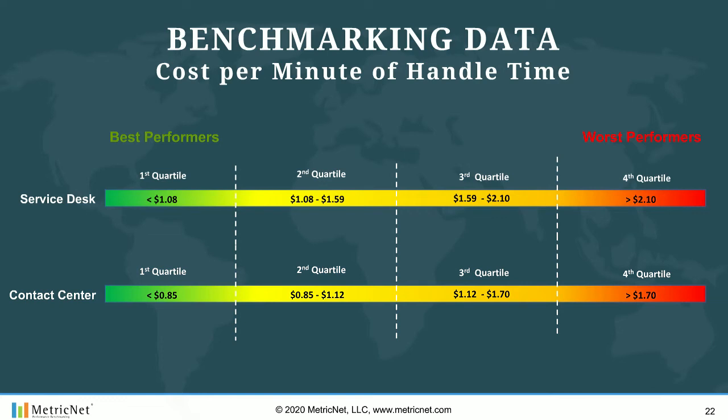Now, below that, what we're showing is contact centers. The best performers are on the left, the worst performers are over on the right. For a typical inbound customer service contact center in North America, you will be top quartile if your cost per minute of handle time is under 85 cents. You'll be in the second quartile if you're between 85 cents and $1.12. You'll be in the third quartile if you're between $1.12 and $1.70. And finally, you'll be in the fourth quartile if you're above $1.70, meaning high cost.